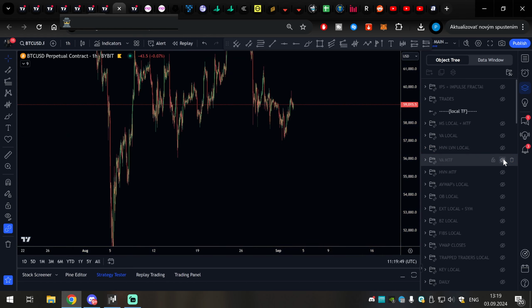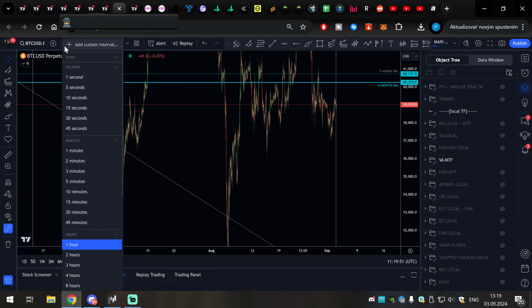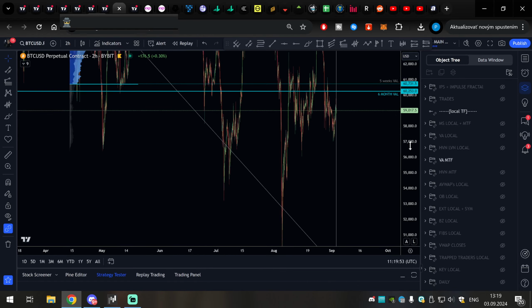Let's have a look at the medium-high to medium time frame ranges, how we are doing there. I think it's pretty bearish still.